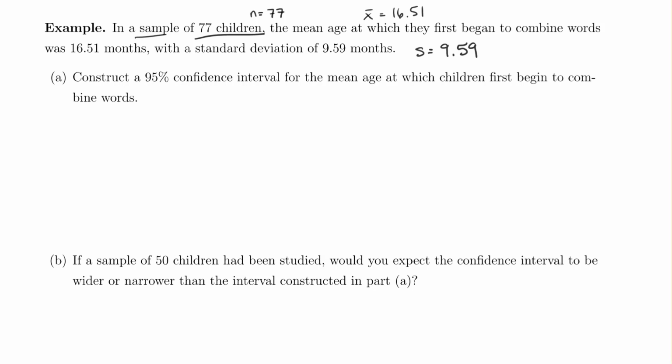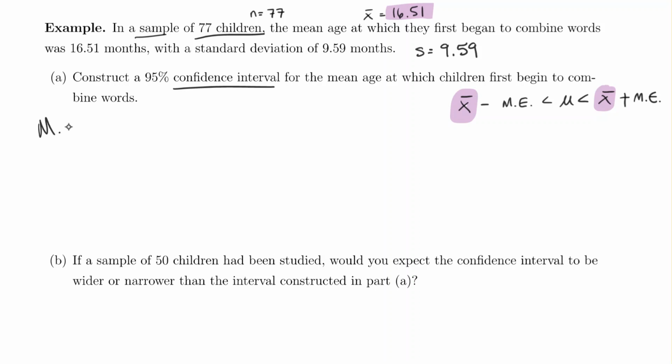Now it says construct a 95% confidence interval for the mean age at which children begin to combine words. I know for the confidence interval, it's going to be X bar minus my margin of error. If you'll allow me to abbreviate it like that so we can write a little more efficiently. Now we happen to already know X bar. That's 16.51, so that doesn't need to be found. And of course, this should be a plus there. But I do need to find the margin of error in order to complete the problem.